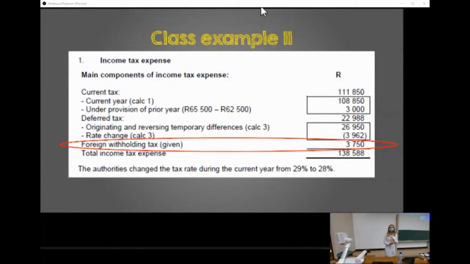So, yes, now I want to tell you about the foreign withholding tax. Let's quickly look at it. Okay, Ms. Willems, it sounds like you did struggle a bit with the foreign withholding tax, so let's look at it again. They told us that the tax that we paid was 3750. That's the actual foreign tax that we paid.